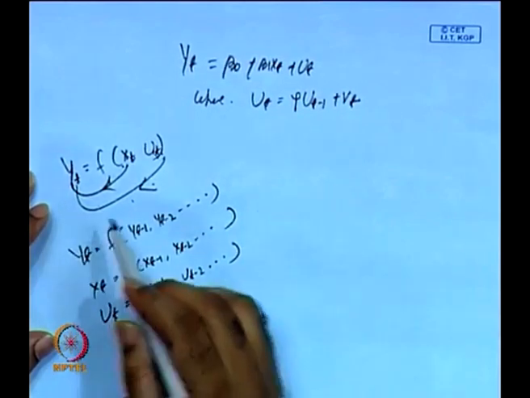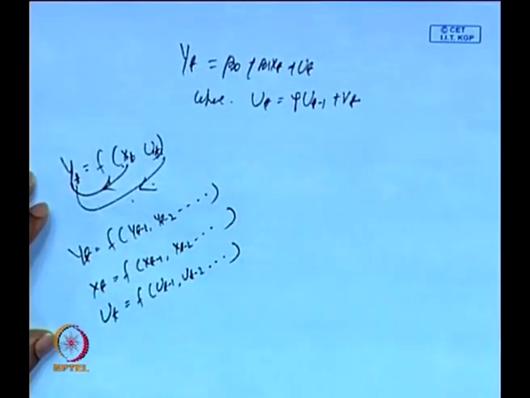So we start with yt as a function of xt and ut, but in between we find yt is also a function of yt minus 1, yt minus 2, up to yt minus k, xt as a function of xt minus 1, xt minus 2, up to xt minus k. Similarly, ut can be a function of ut minus 1, ut minus 2, ut minus k. Okay. For simplicity, we can write simply ut is a function of ut minus 1. Obviously, ut minus 1 is a function of ut minus 2. Similarly, ut minus 2 is a function of ut minus 3. So if you integrate all these, then ut is a function of ut minus 1, ut minus 2, ut minus 3, ut minus 4, like this.